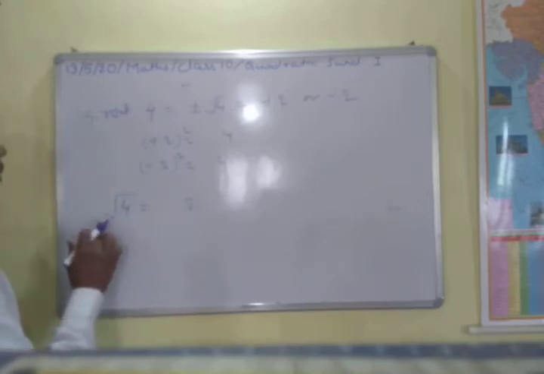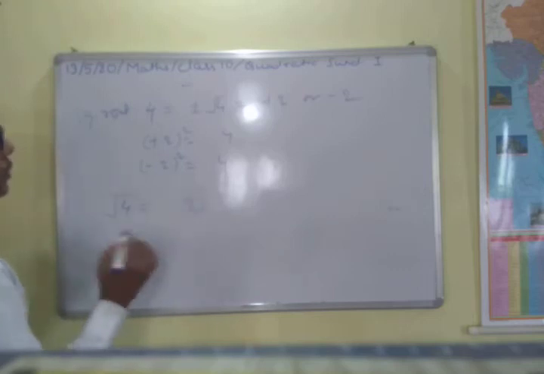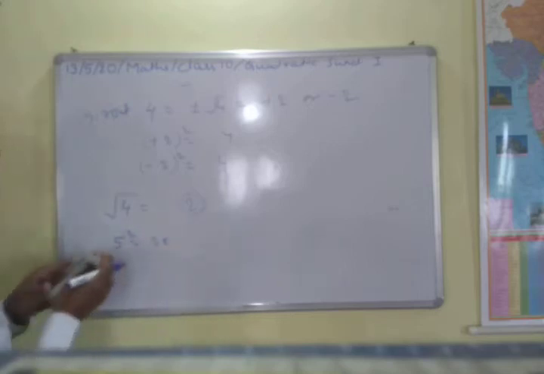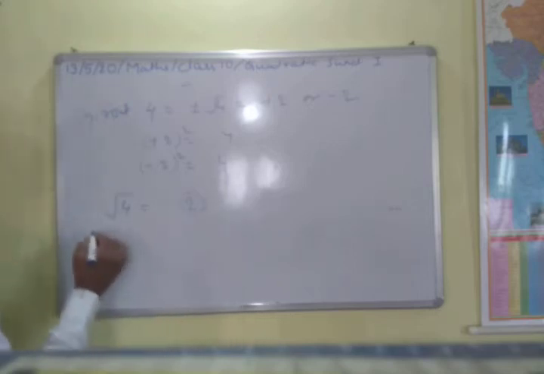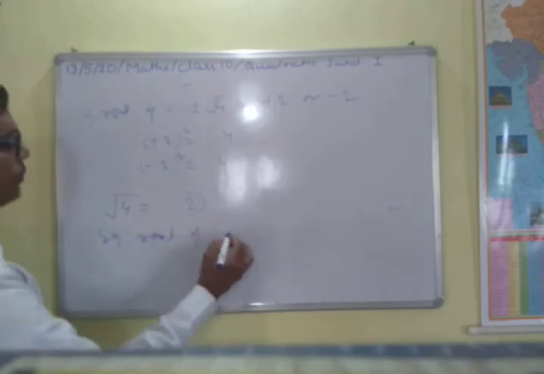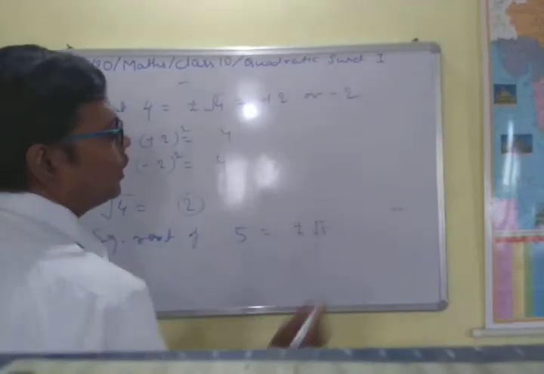Next, here we got the square root of 4 as 2, and this is a whole number. Now suppose 5 squared is 25. Or if you write the square root of 5, it will be plus minus root 5.